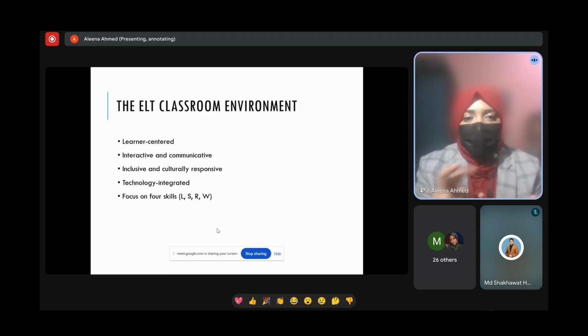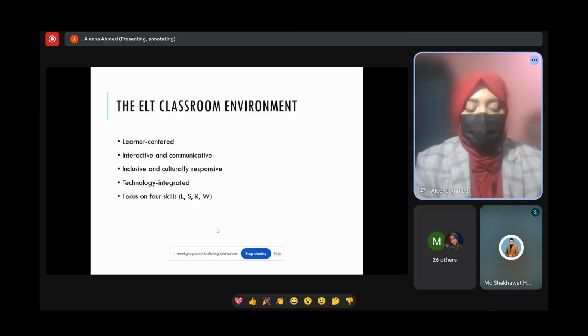One should be in between A1 and A2, one in between B1 and B2, and one in between C1 and C2, so that everyone is able to comprehend it and learn through this text. It should have different difficulty levels to include all kinds of learners. This is how we apply the differentiation technique in a classroom.